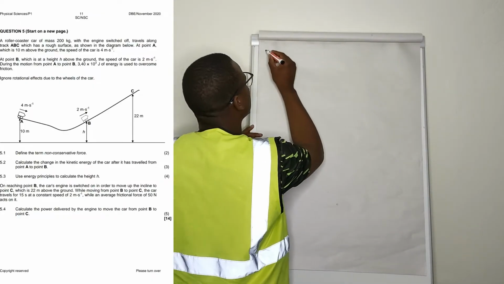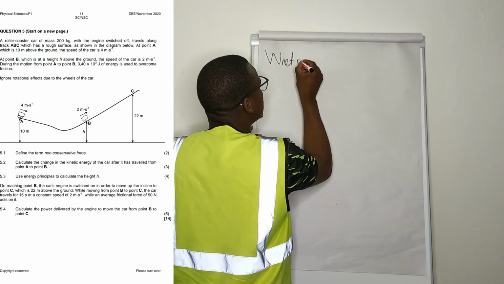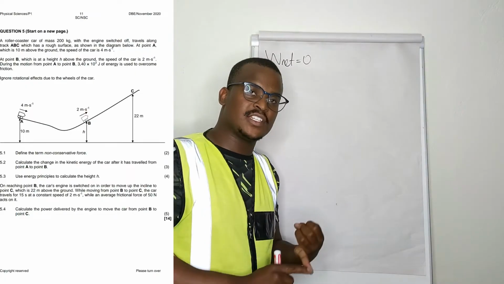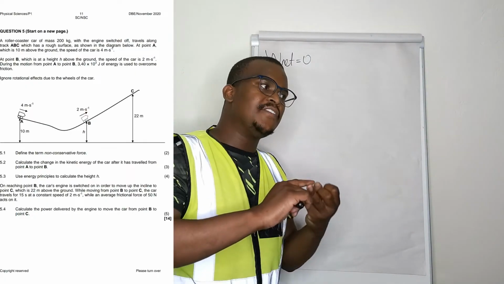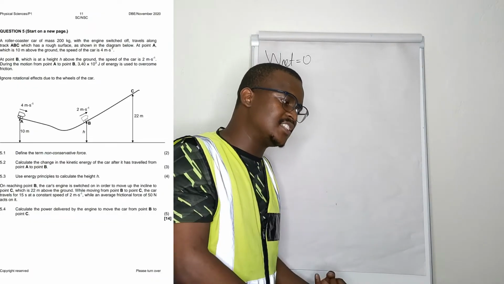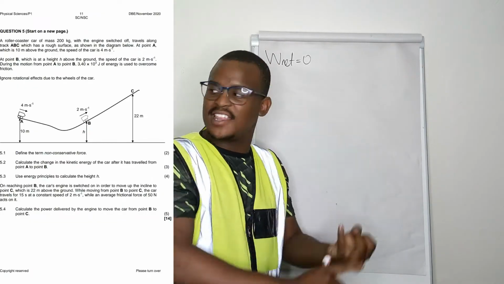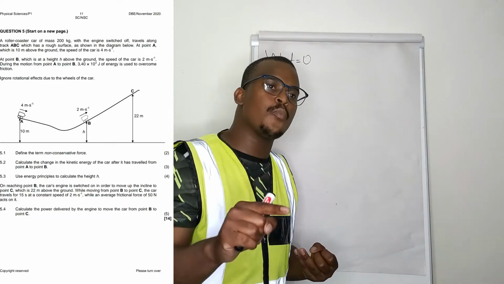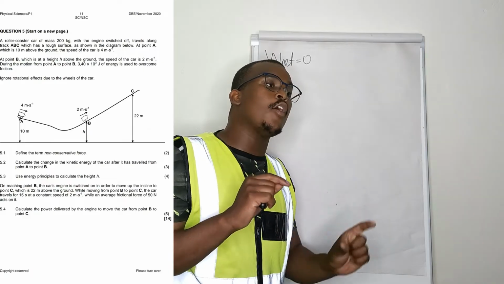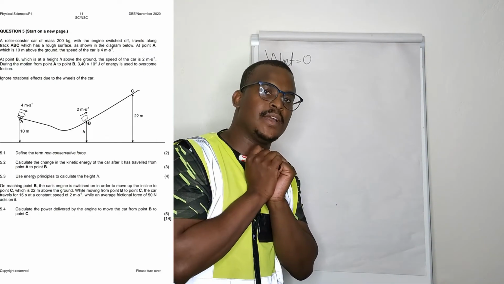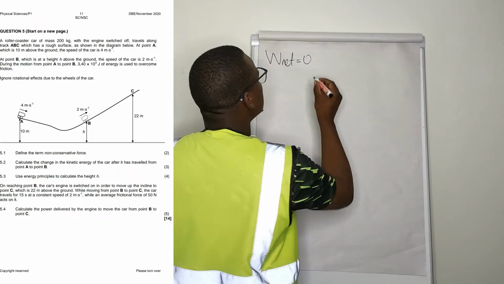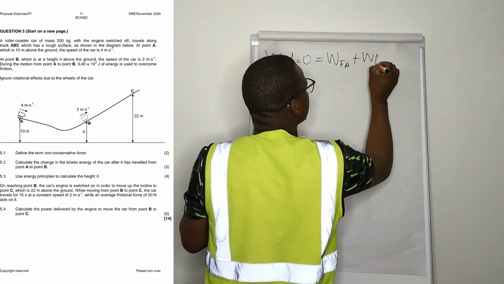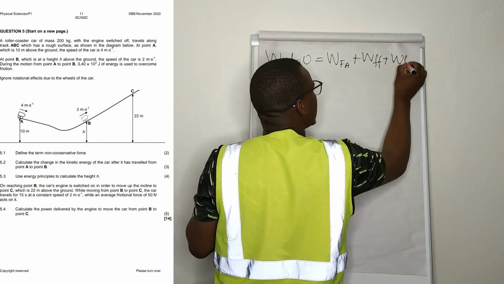So we said the net work is equal to 0, because if the velocity is constant, the acceleration is 0. And if the acceleration is 0, the net force is 0, because the net force is the product of the mass and the acceleration. And if the net force is 0, the net work is 0, because the net work is the product of the net force and the displacement. So it is equal to work done by the applied force plus work done by the frictional force plus work done by FG parallel.